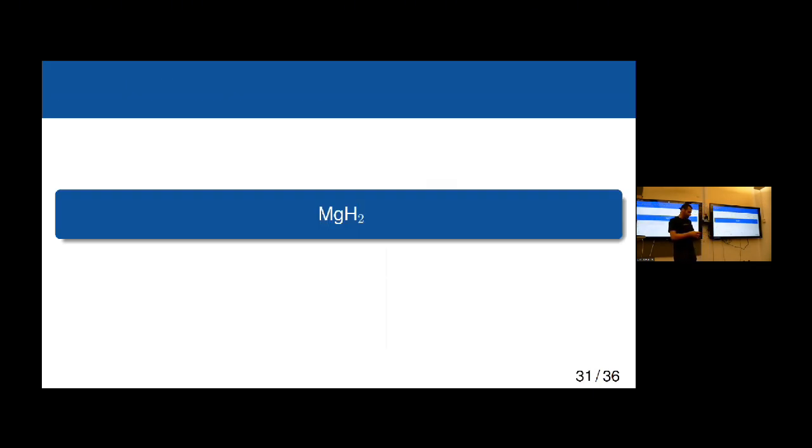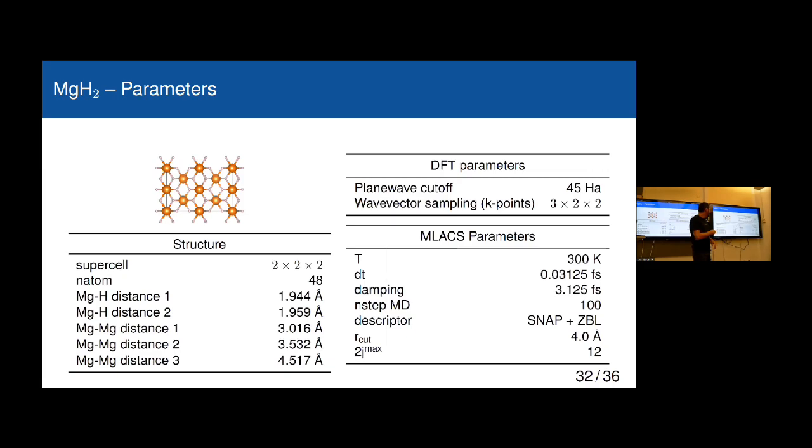And I'm going to end with something that doesn't work so well. So I looked into magnesium hydride, MgH2. So this is kind of the maximum amount of hydrogen you could put in the system. These are the parameters.